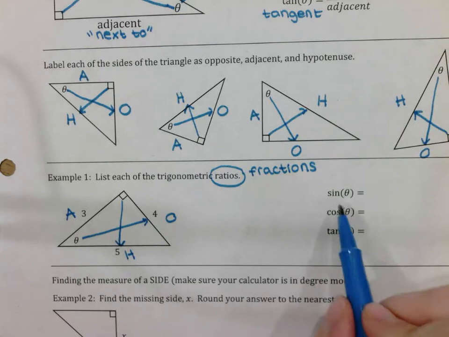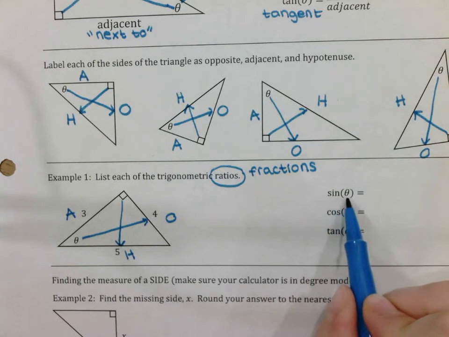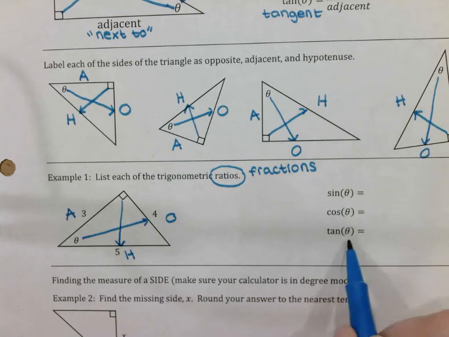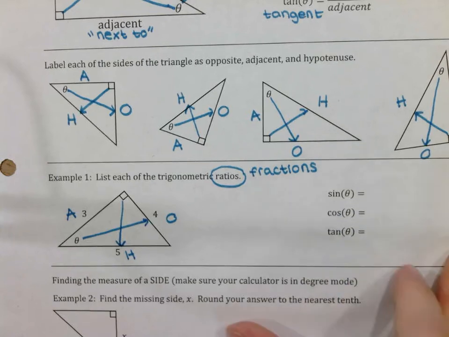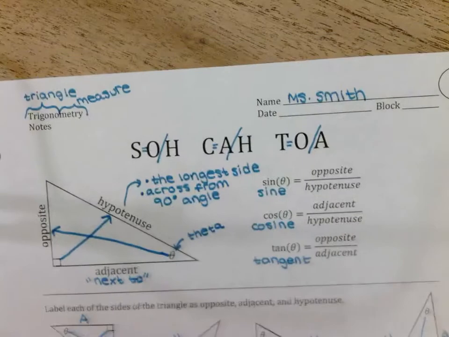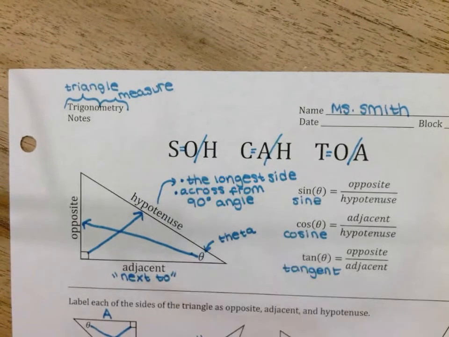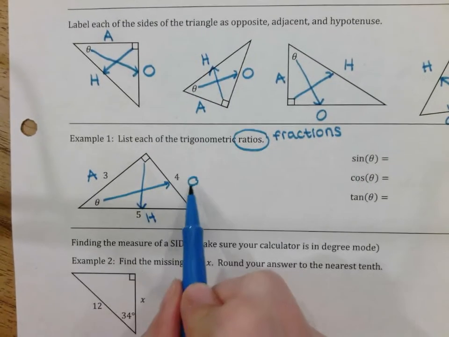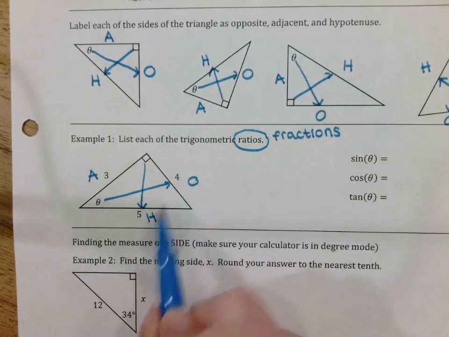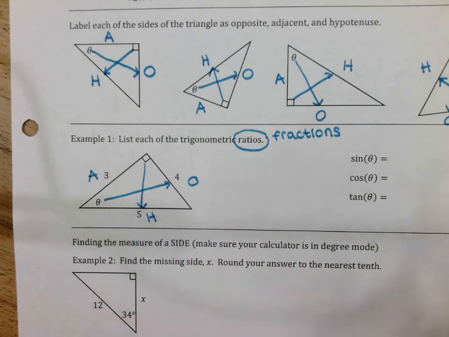Okay, and so let's start with sine of theta. That's how we say that, sine of theta. Our angle always goes inside the parentheses. Let's look at our acronym to remember what sine is equal to. Sine is equal to opposite divided by hypotenuse. So coming back down here, opposite divided by hypotenuse, that's going to be 4 over 5.